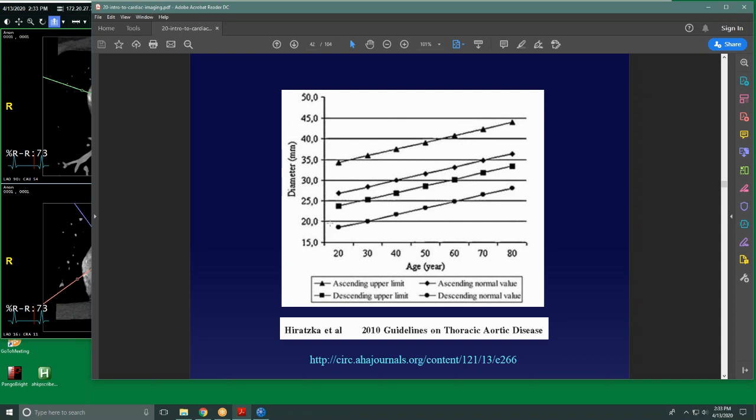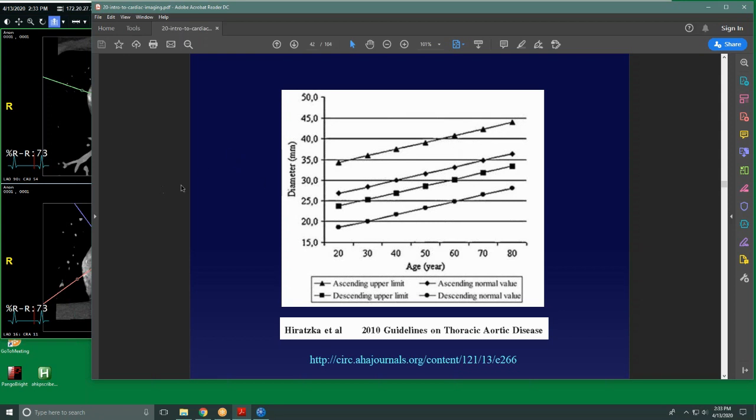So you can see here for younger patients, if you've got a 20-year-old with an aorta that's 35 millimeters in diameter, that's very abnormal, okay? But if you've got a 90-year-old, a normal aortic size could be 45 millimeters. And realize again that this varies with body habitus and gender as well.